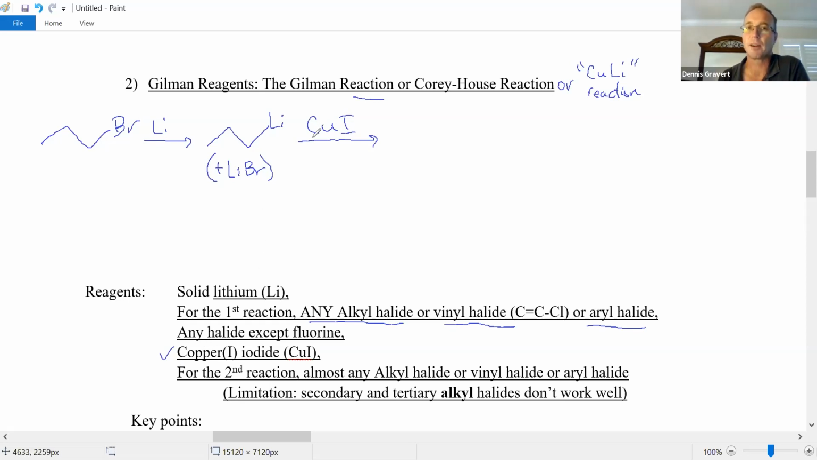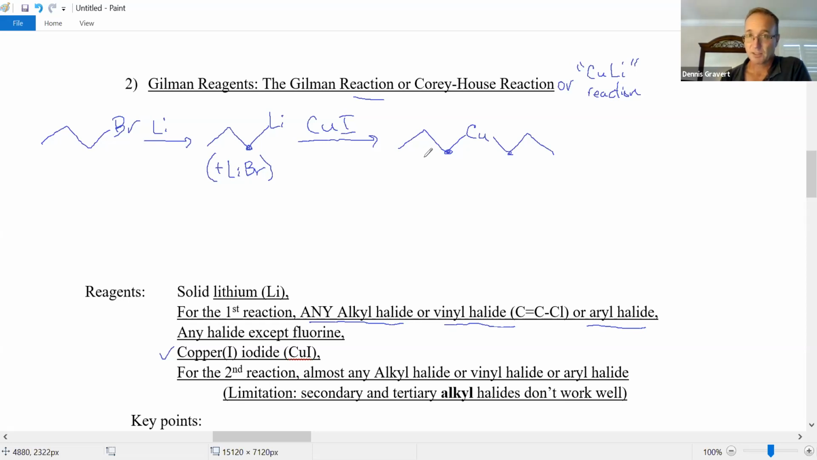And the copper inserts itself between the carbon and the lithium. But copper can make 2 bonds, and it does. So copper connects to this 3-carbon group wherever the lithium currently is at. So that's the same point of attachment. But copper wants 2 bonds. So it's going to go grab another 3-carbon group, another propyl group, and connect it to the other side. 1, 2, 3.